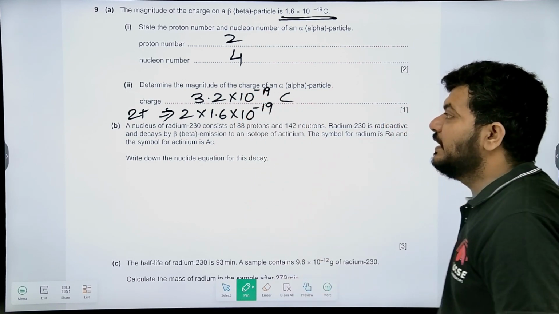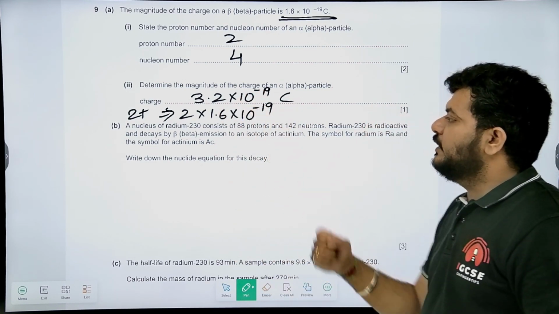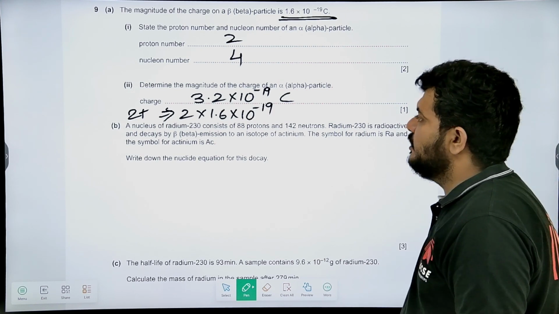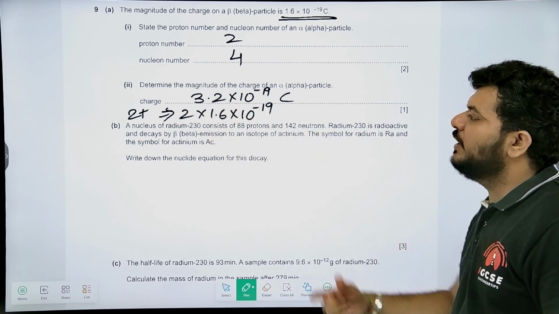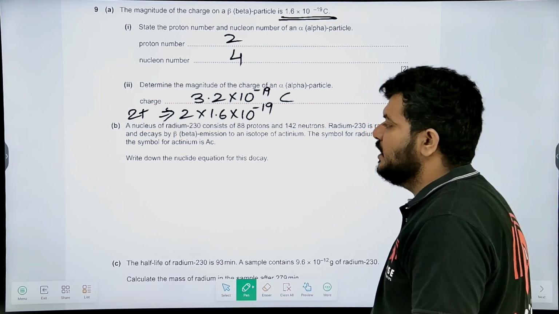They are not asking for relative charge. They are asking for the actual value of the charge. Right? So don't write 2 over here. You have to write 3.2 into 10 to the power minus 19.